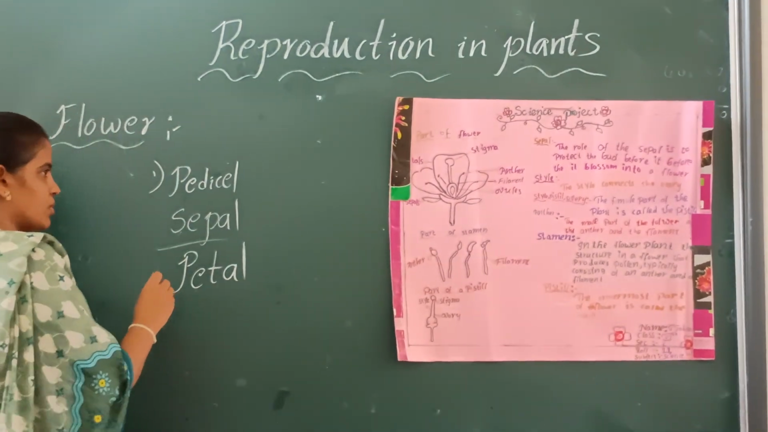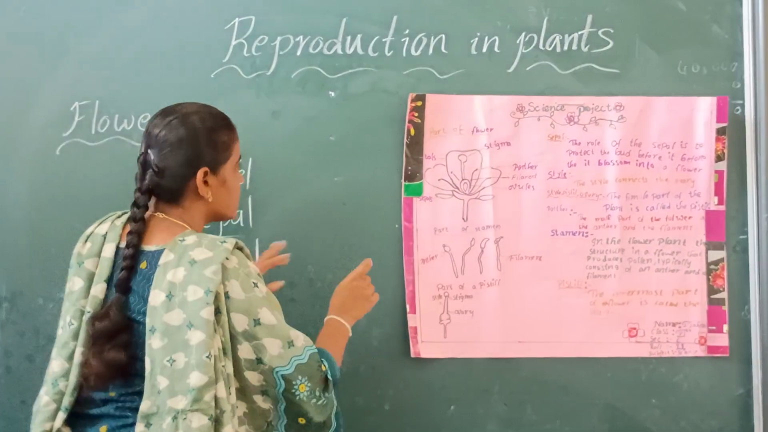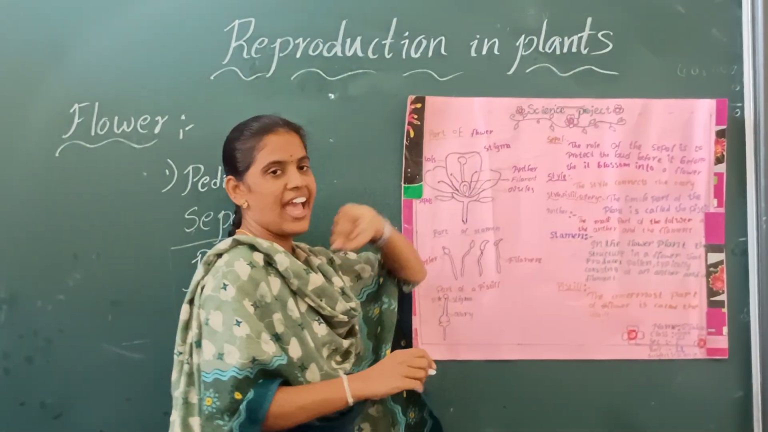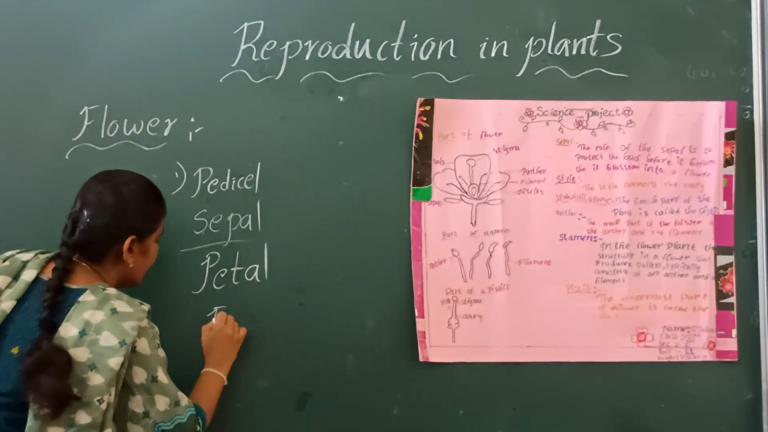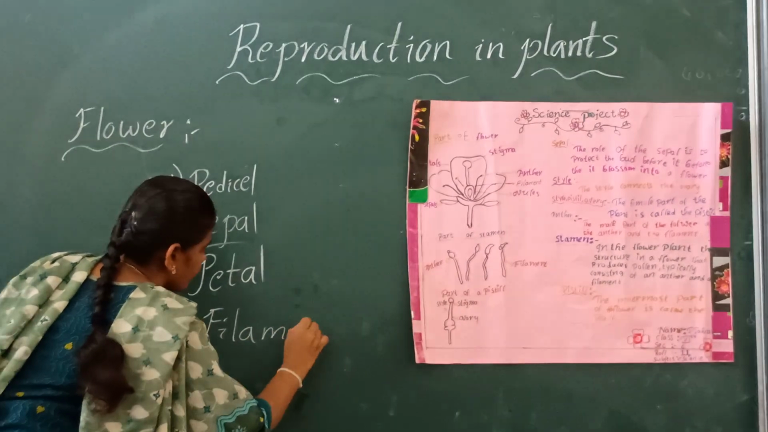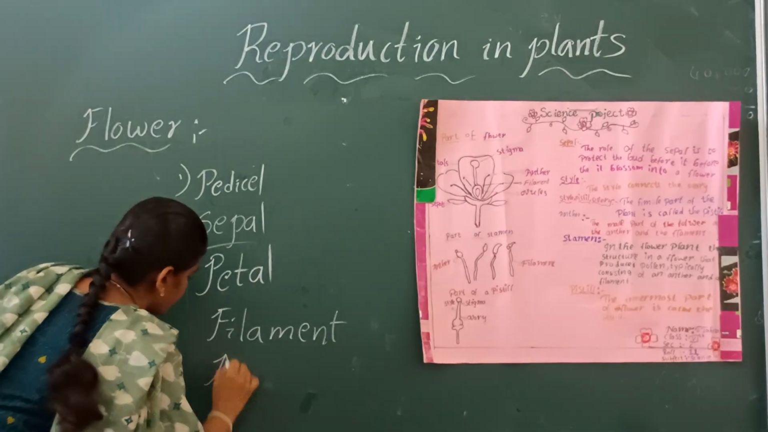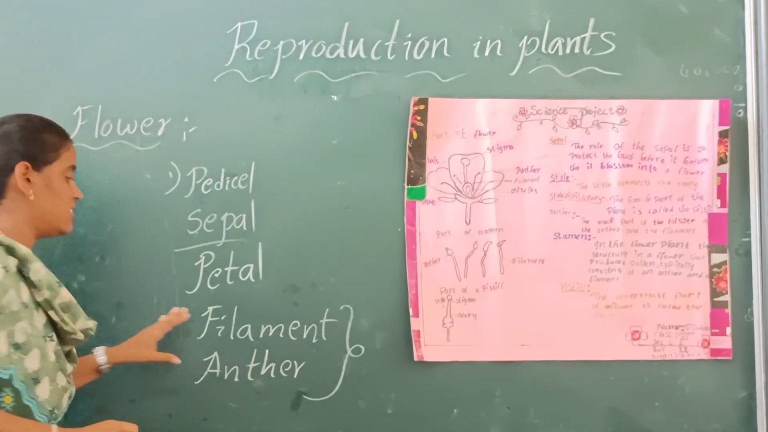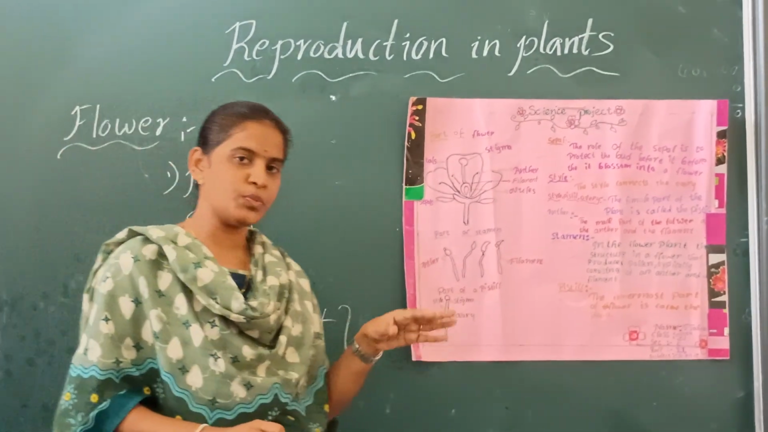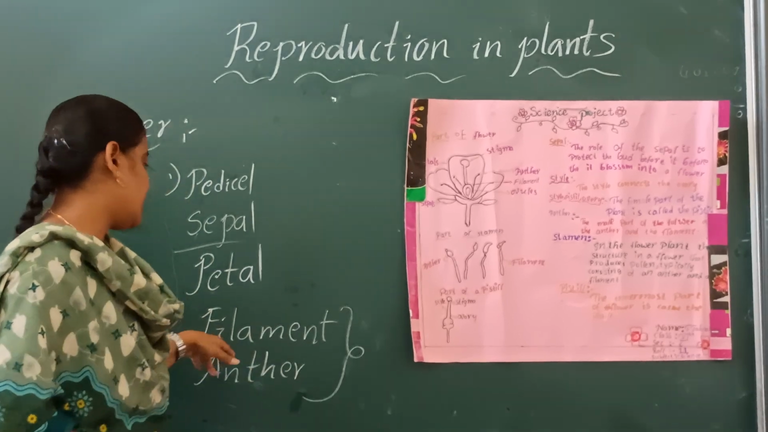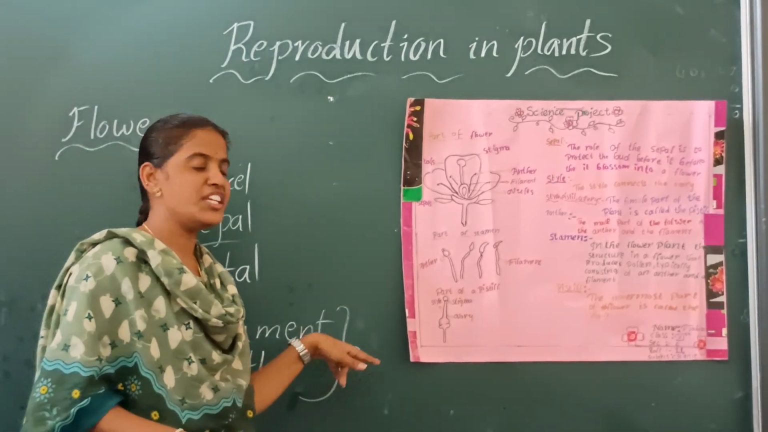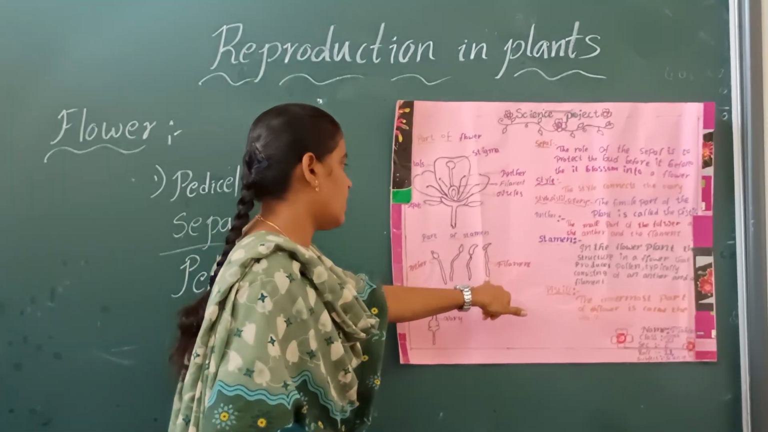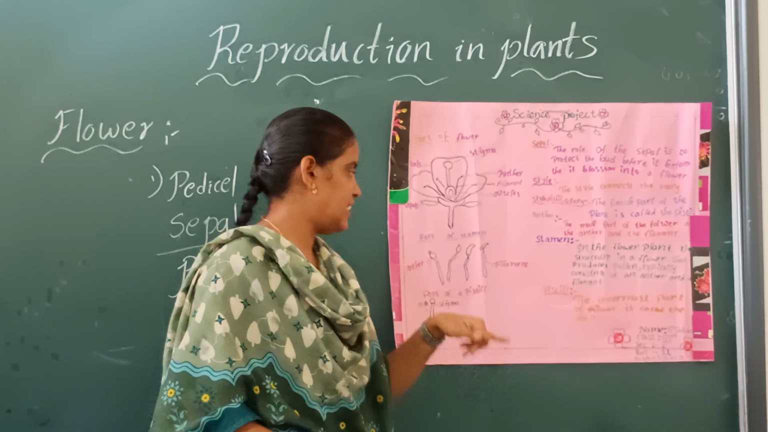Now I am explaining about the filament and anther. See here, the filament and anther, these two are the main reproductive parts in a flower. The filament is the hair-like structure in a flower. What is the hair-like structure in a flower? Filament. See here, all of you. Filament is the hair-like structure in a flower.